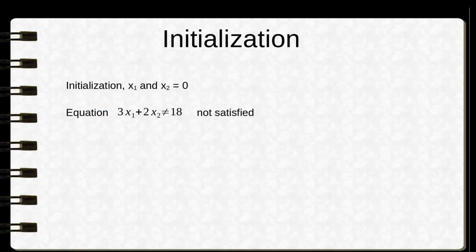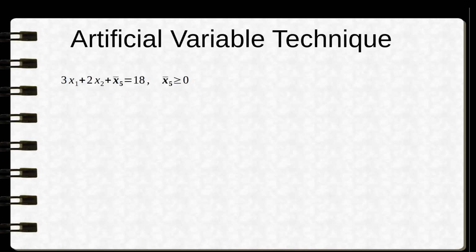Now, how do we overcome this mathematical impasse? We introduce an artificial variable known as x5 bar in the equation 3x1 plus 2x2 equals 18. Remember, x5 bar is an artificial variable. It is not a slack variable. This technique is known as the artificial variable technique.